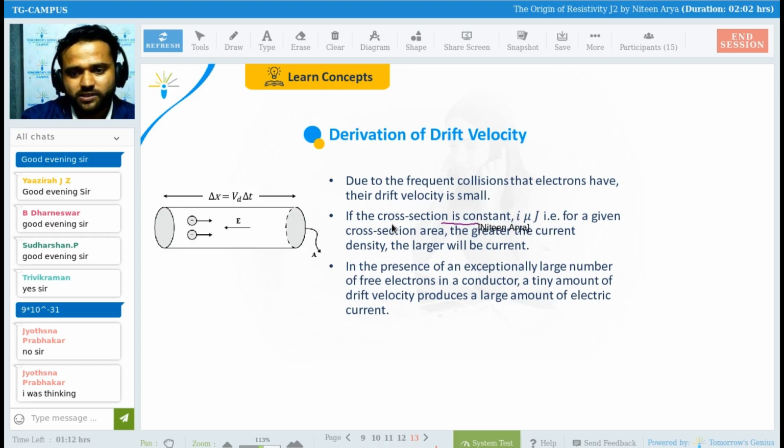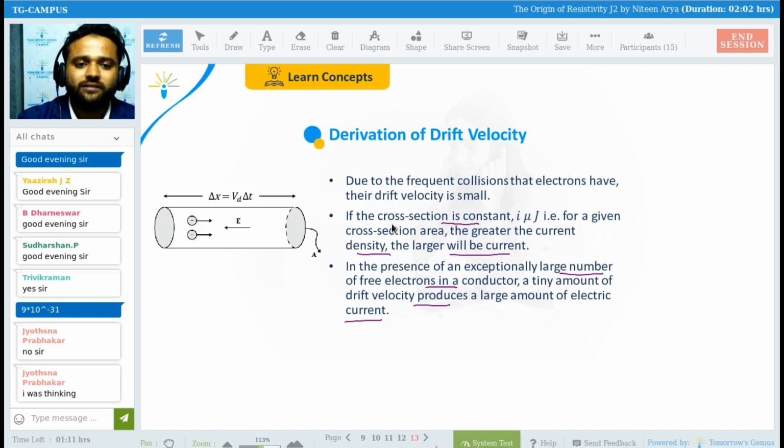If the cross section is constant, that is, I equals mu j for a given cross-section area, the greater the current density, the larger will be the current. In the presence of an exceptionally large number of free electrons in a conductor, a tiny amount of drift velocity produces a large amount of electric current. What is the meaning of saying that? Even if we have a very small drift velocity, like 10 to the power minus 4 or minus 5, the number of electrons is of the order of Avogadro number.